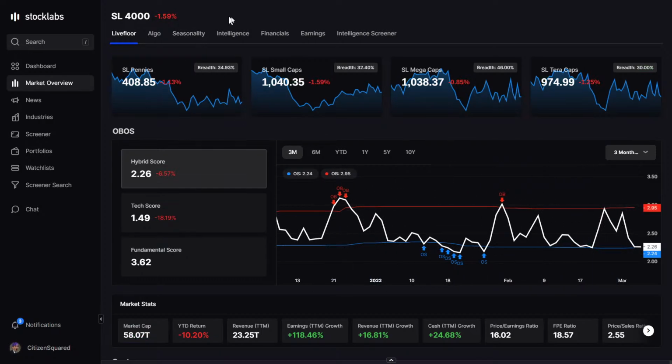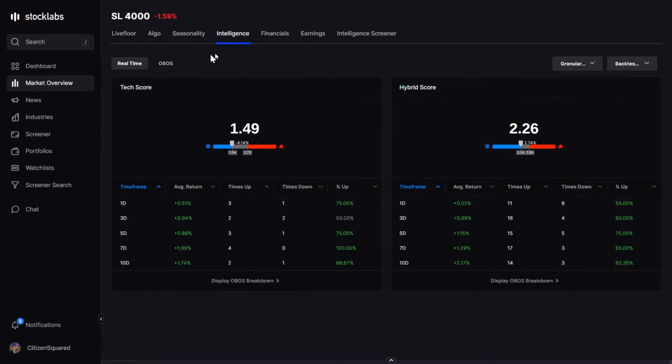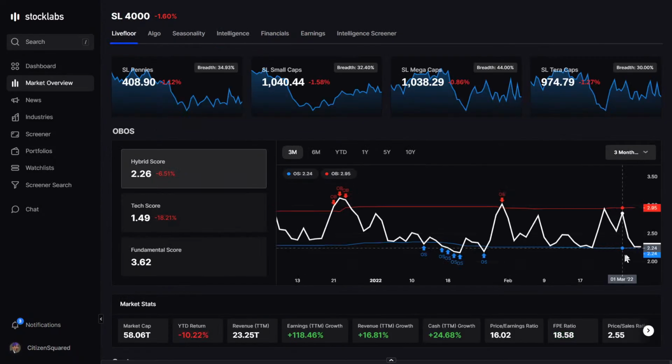Being that we're not oversold yet, we can look at intelligence, which is a real-time ranking of the current market score. So for instance, we're at 2.26 hybrid right now, and forward returns from this type of score have averaged these amounts. So it's the same format of data. It's just that you didn't have to wait for this signal to actually trigger in order to get some sort of insight.